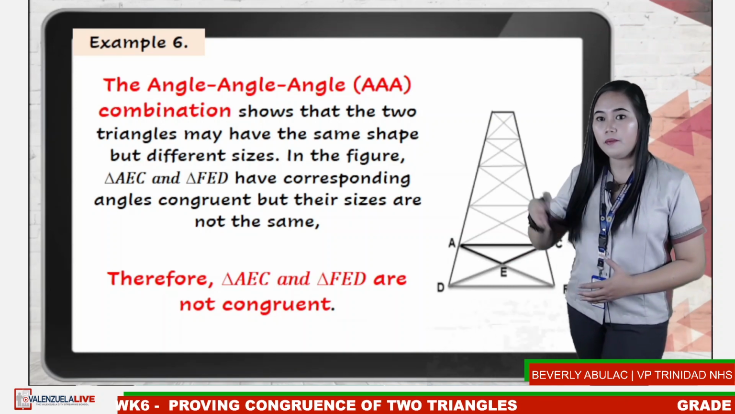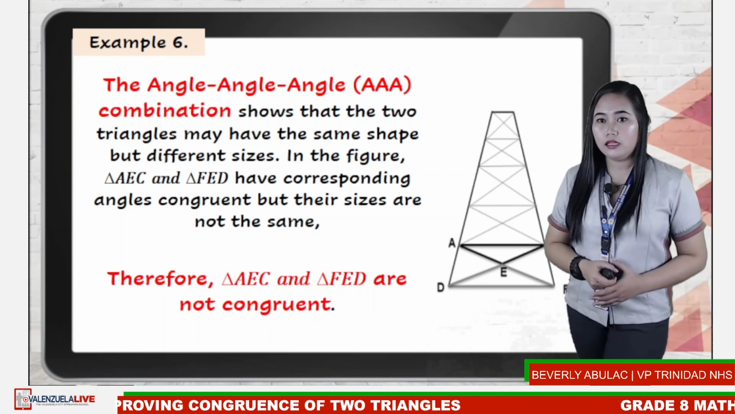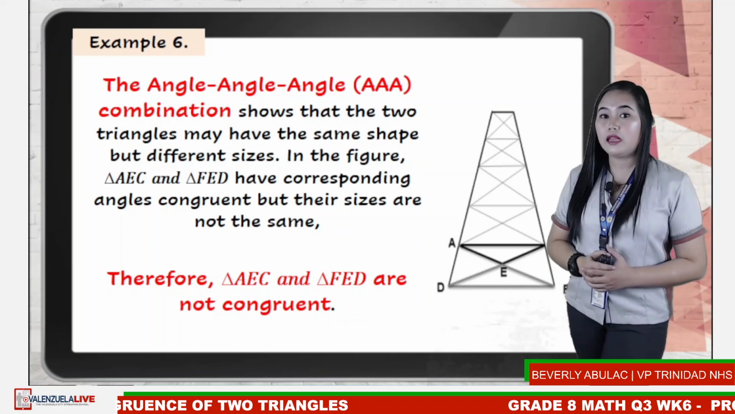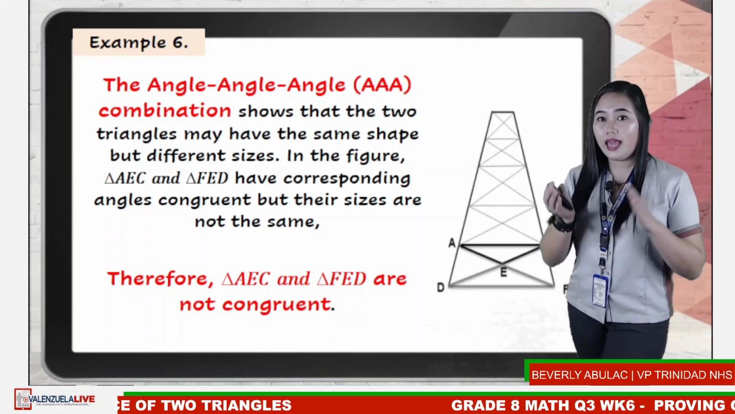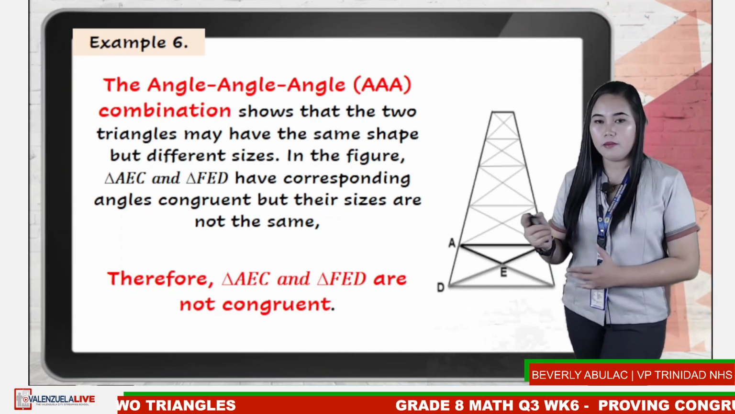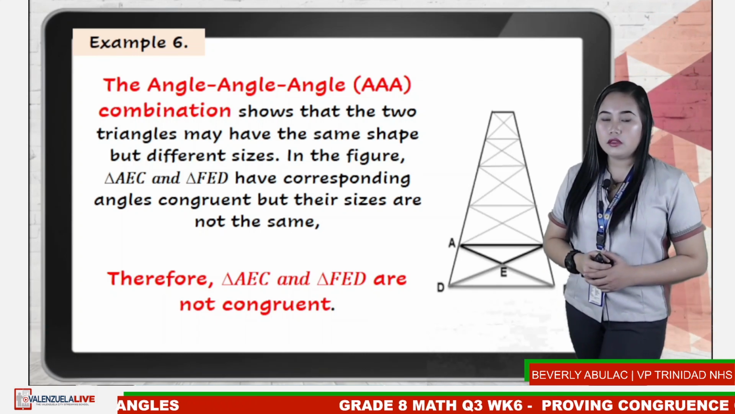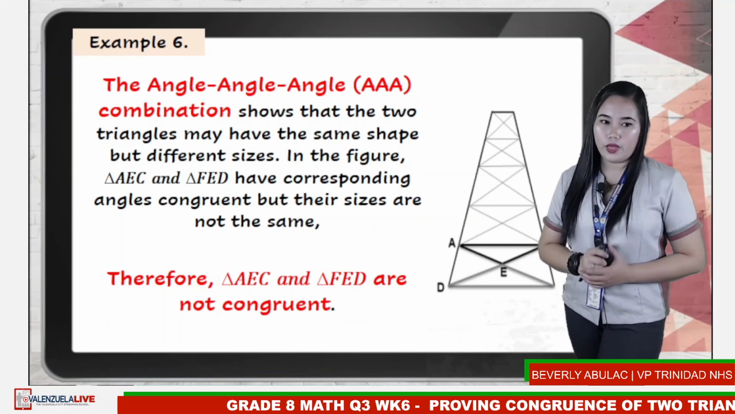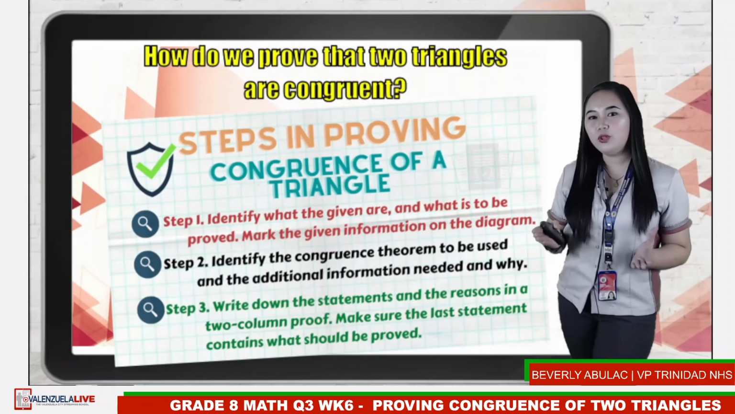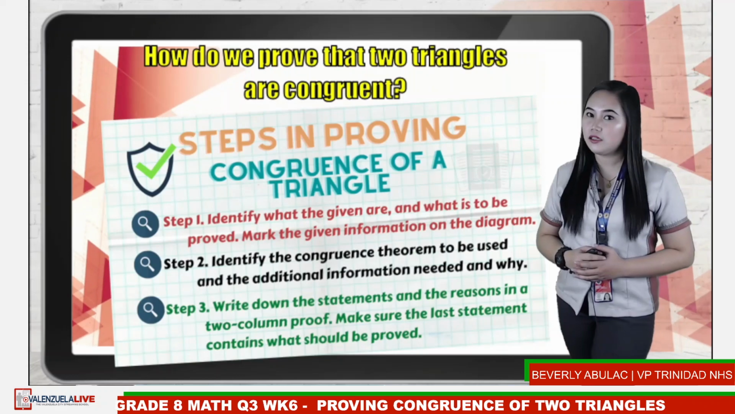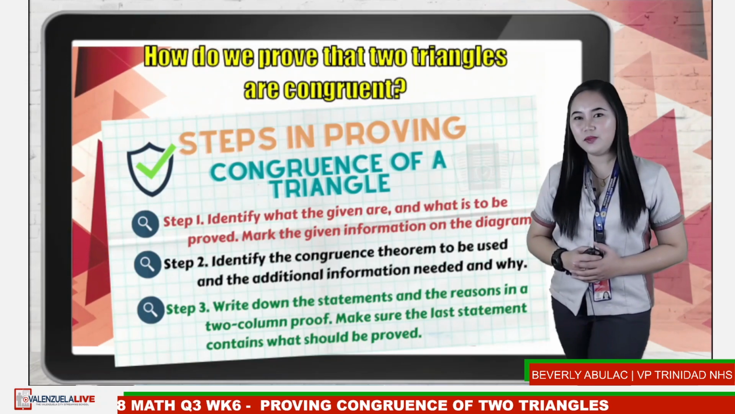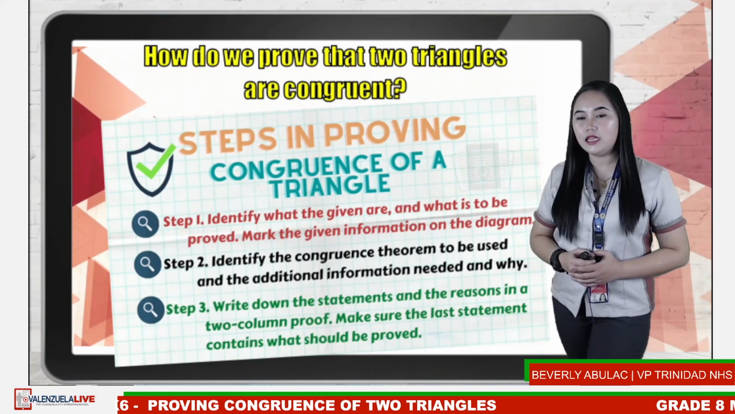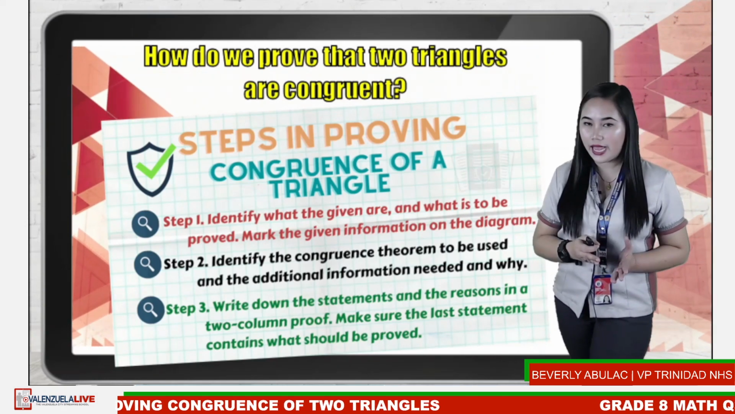So in the figure on the previous slide, triangle AEC and triangle FED have the corresponding angles congruent, but their sizes are not the same. Therefore, we conclude that triangle AEC and triangle FED are not congruent. How do we prove that two triangles are congruent? You have to be familiar with the various definitions, theorems, and postulates used in proving congruence of triangles.